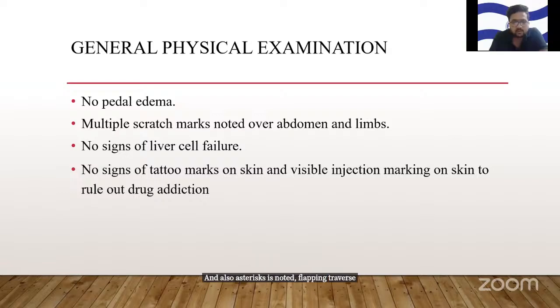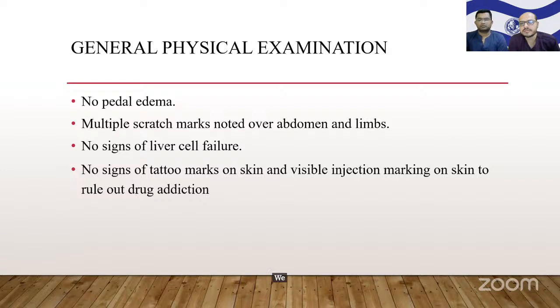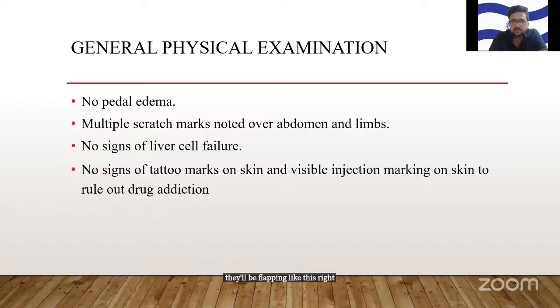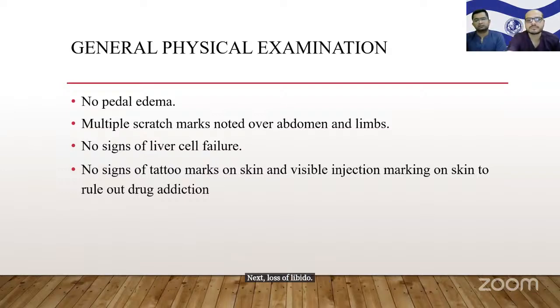Okay, good. So how do you elicit these flapping tremors? We ask the patient to outstretch both the upper limbs and extend the wrists and observe, sir. If the flapping tremors are present, there will be a gradual drop in the wrist. There'll be flapping like this, right? Yes. There'll be decreased sexual drive also for these patients. Loss of libido. Yeah.